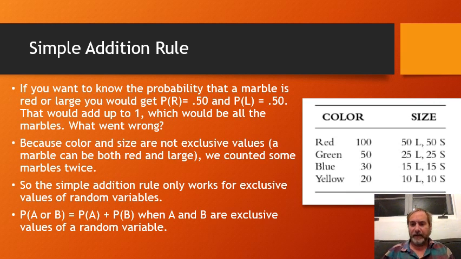But that's not true because we've got some small green marbles, we've got some small blue marbles, we've got some small yellow marbles. Those marbles are neither red nor large. So what went wrong in that calculation?